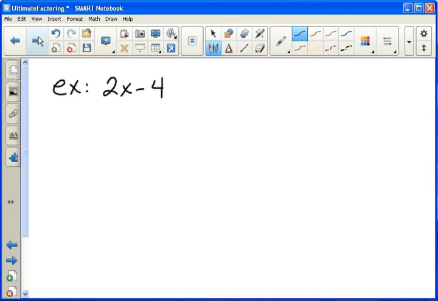For example, here we have 2x minus 4. To factor, we want to see if there's anything that they both have in common that we can then factor out. Well, if you look at 2x and you look at 4, you notice that they are both divisible by 2. Since they're both divisible by 2, that means that 2 can be factored out.